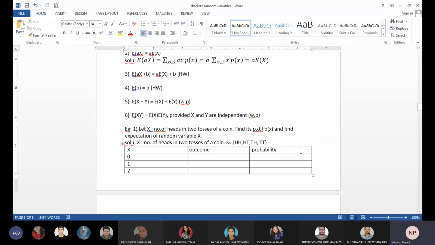Okay, so now we will make a table which will give us the outcome and its probability, because we want to find out p of x.